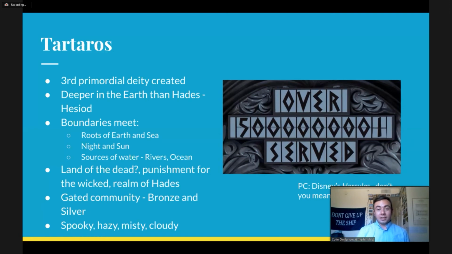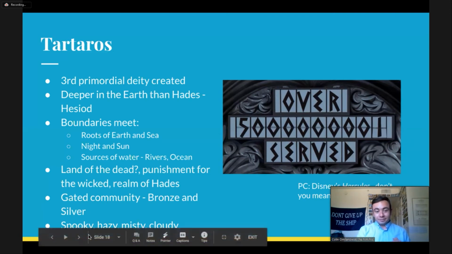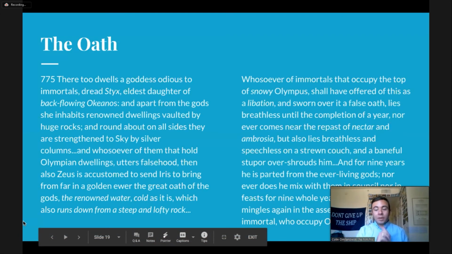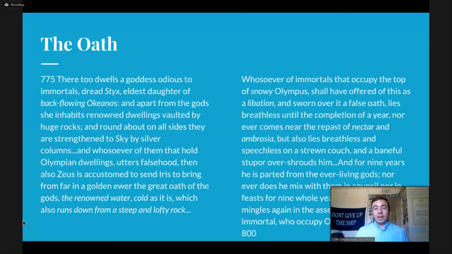Okay, let's go to the next slide. So I want to draw your attention to the oath of the gods, and I want to read this a little quickly, and I want us to get to three questions at the end. All right, so let's put our listening ears on, and I want us to pay attention to the italicized words that all deal with water, because Tartarus, the word itself, actually deals with something like chilly, cold.